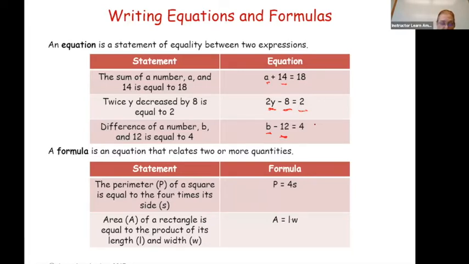So this shows us equations involving addition, equations involving subtraction. Whenever you see sum, you know you mean addition. Whenever you see difference or decreased, we know we mean subtraction.